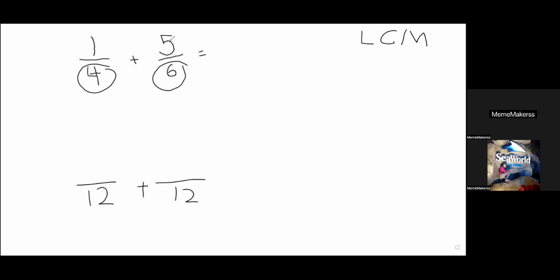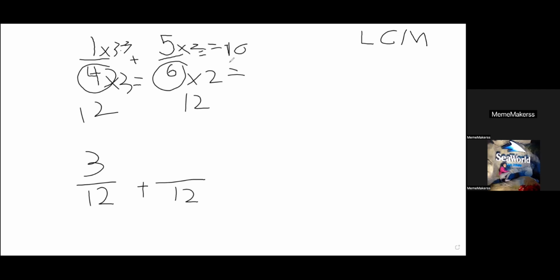How do we find the numerator? Well, that means you have to do the same to the numerator. We have to do 1 times 3, which equals 3. So our first fraction would be 3/12. And then here we did 6 times 2, which equals 12, so we have to do 5 times 2, which equals 10. So that means we do 3/12 plus 10/12, which would equal 13/12.